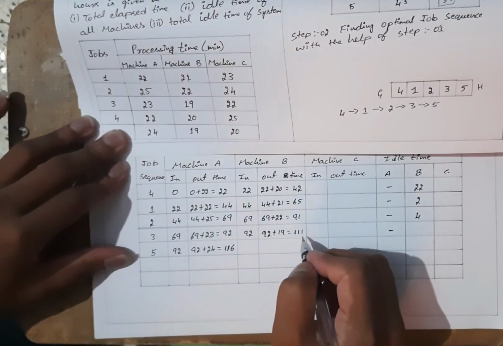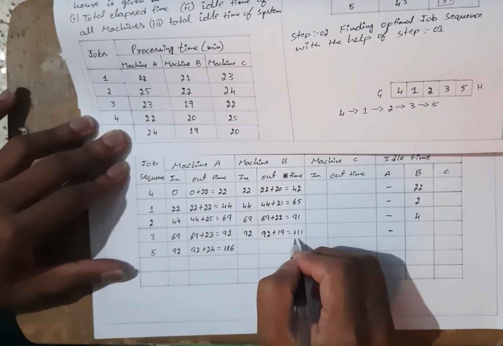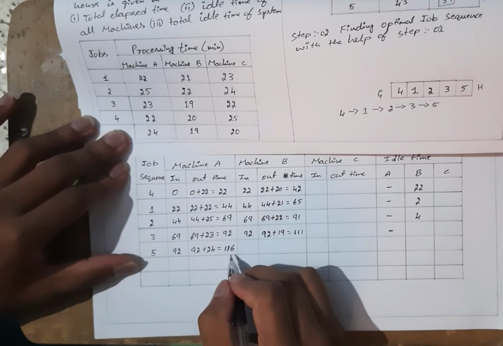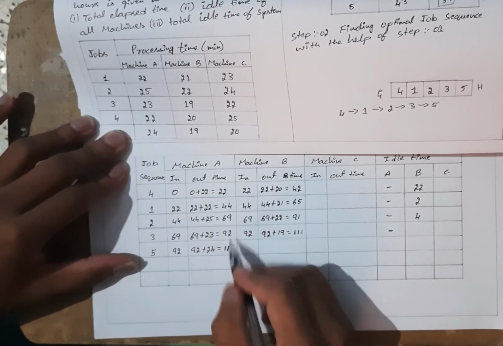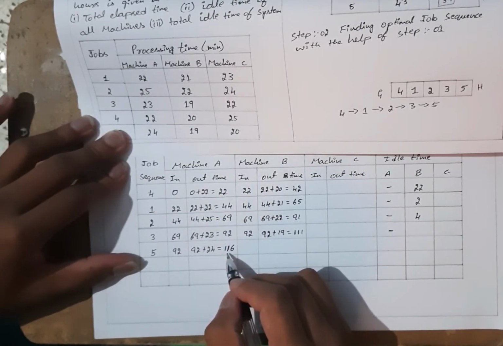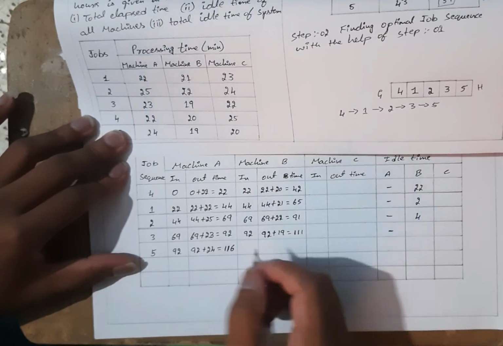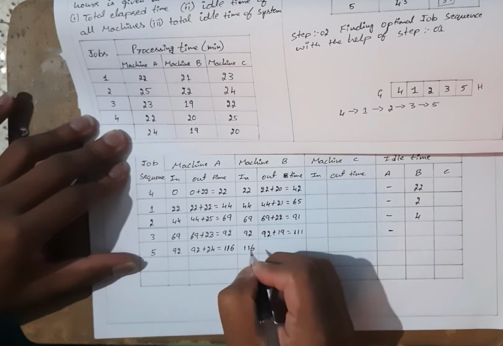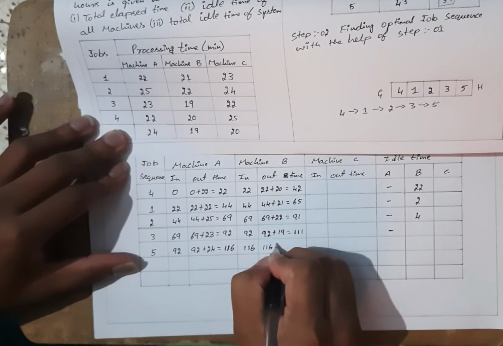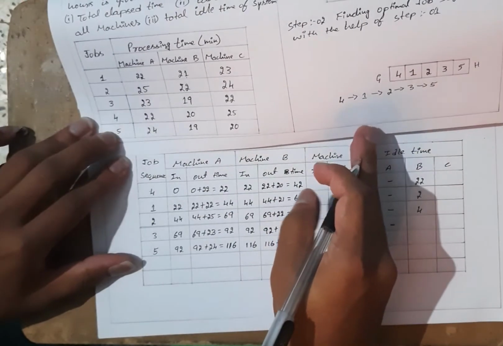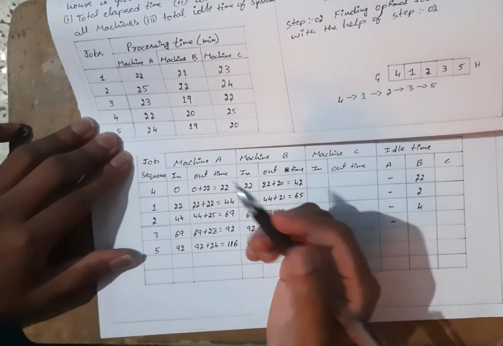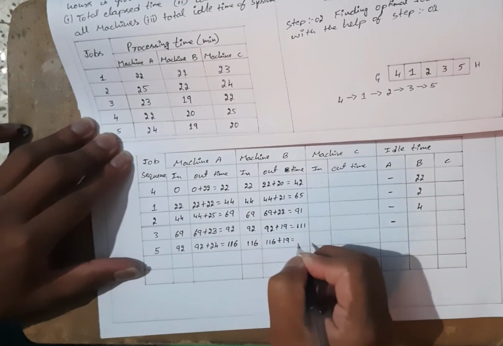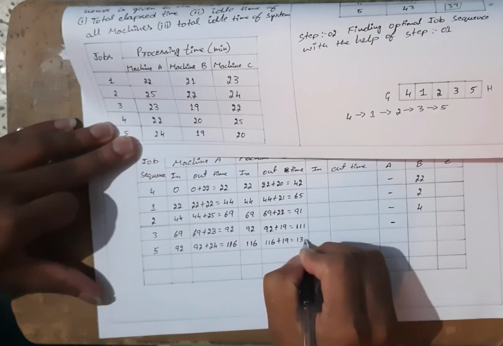Machine B job number 3 has completed at 111 minutes, and machine A job number 5 completed at 116. So the higher value is 116 plus job number 5, 19, is 135.